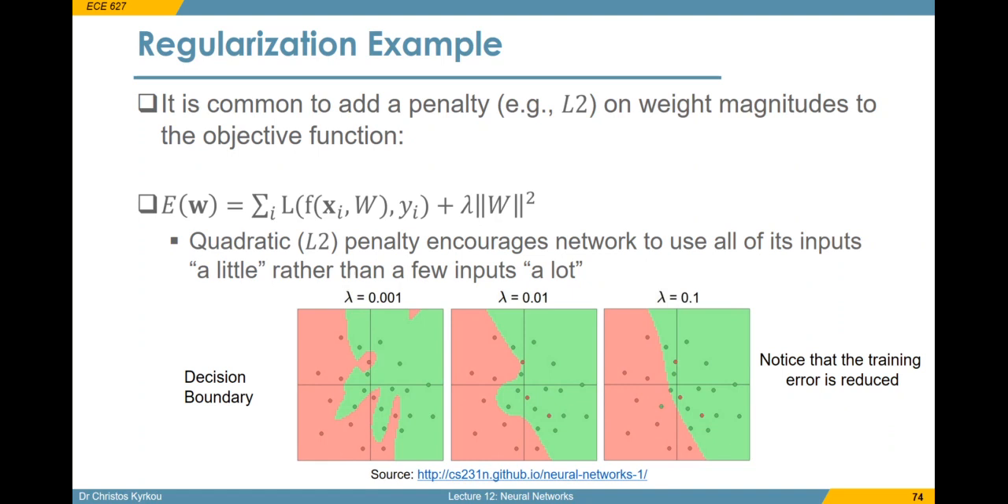So regularization helps basically in controlling how complex the decision boundary of the network can be.